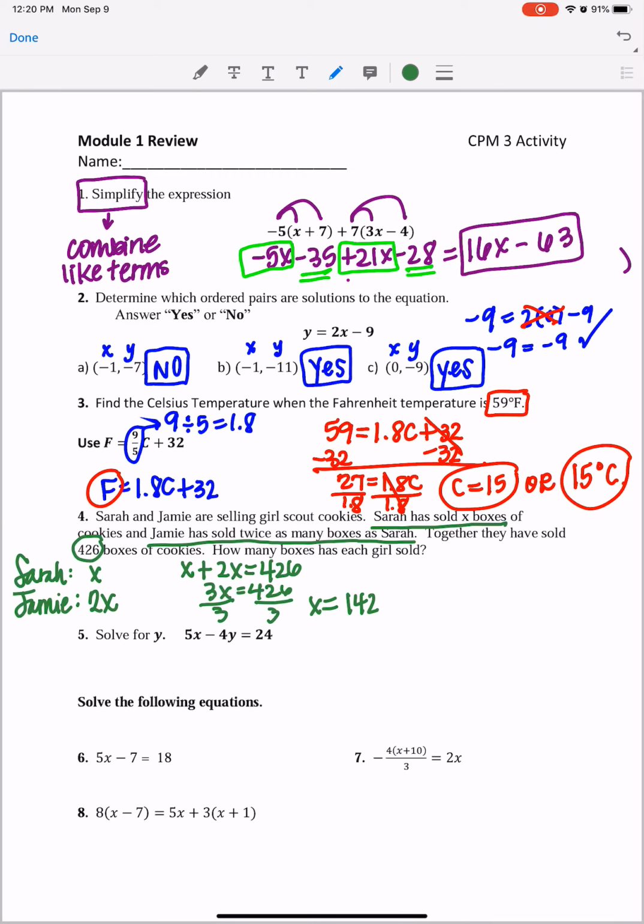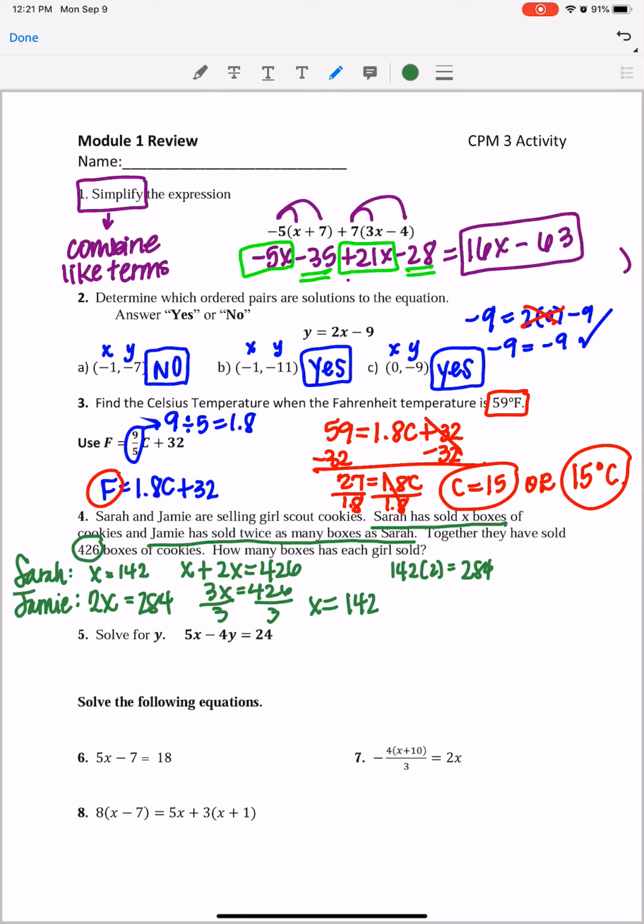So, how many has each girl sold? Now we need to plug this back in. So, Sarah's is pretty easy, right? Sarah's is 142. But then Jamie's is twice this. So, if we do 142 times 2, we get 284. So, Jamie has sold 284.